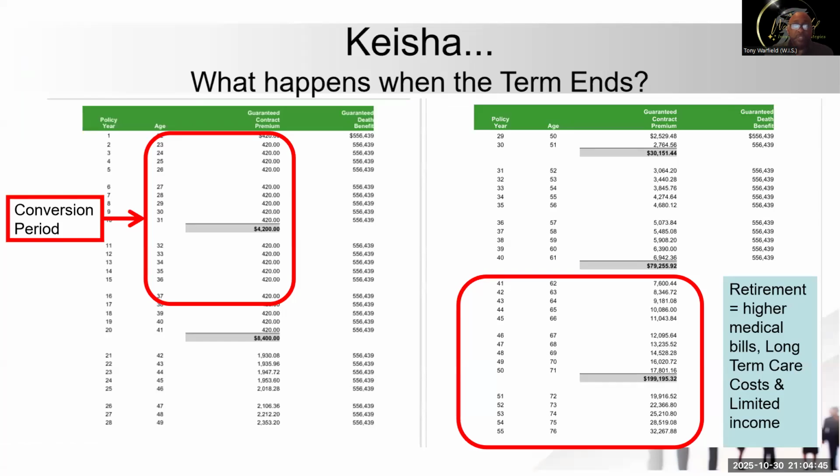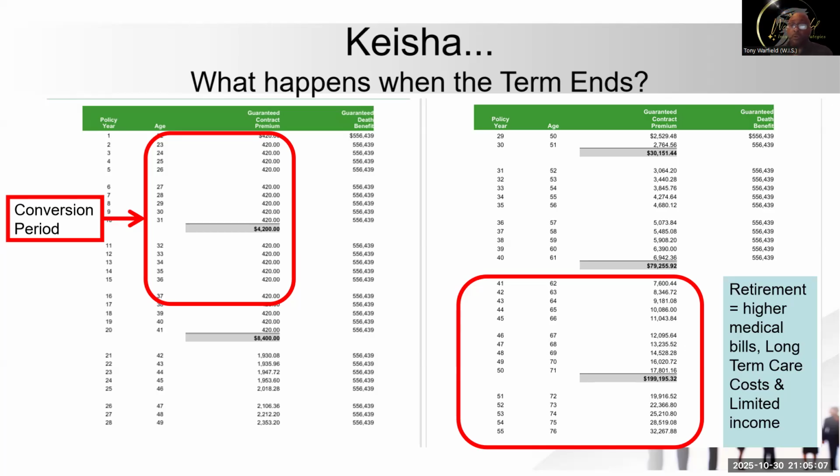$1,900. Now you can see that every year after that, the cost of insurance is going to continue to increase. And after age 50, or probably after 51, $30,000, 61, $79,000, 71, $199,000. So when I tell people that term is actually more expensive than permanent, this is why.